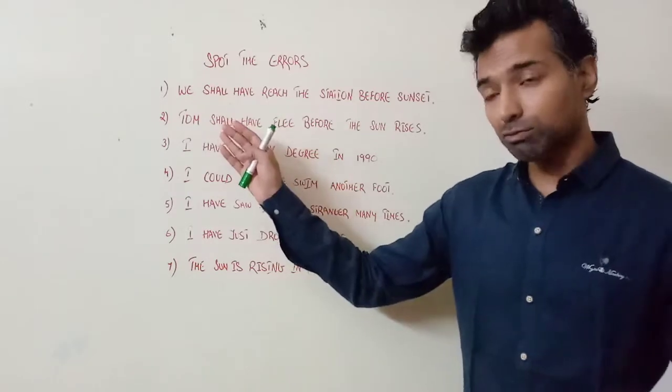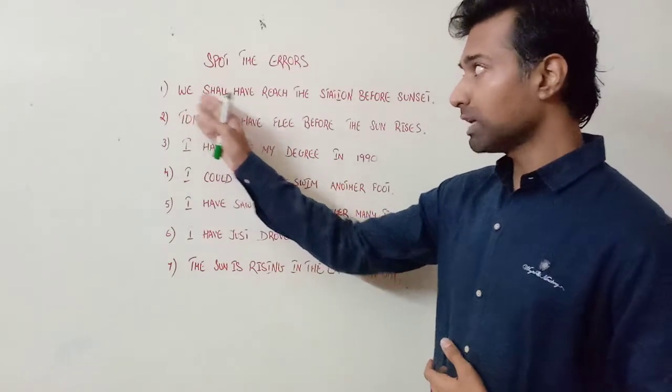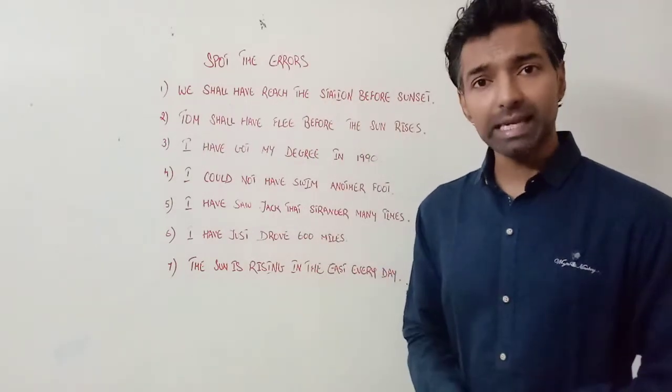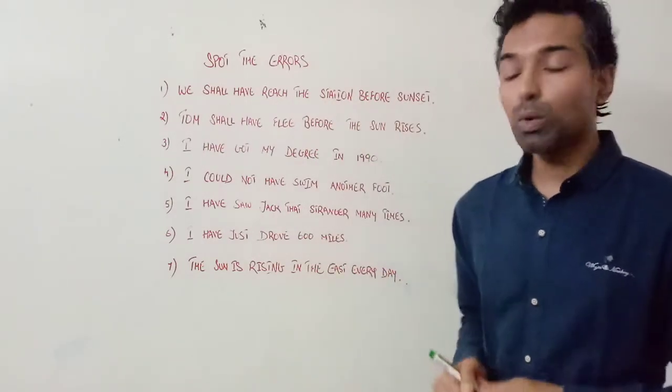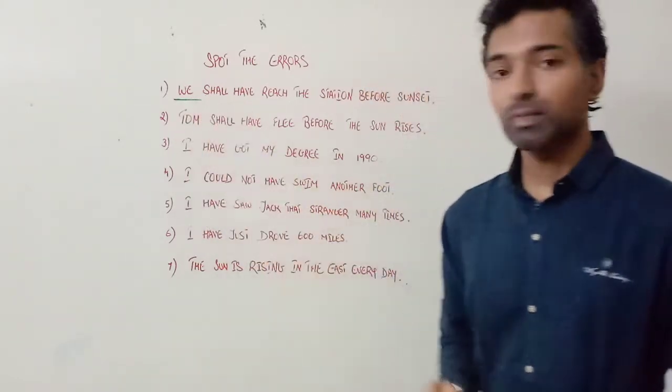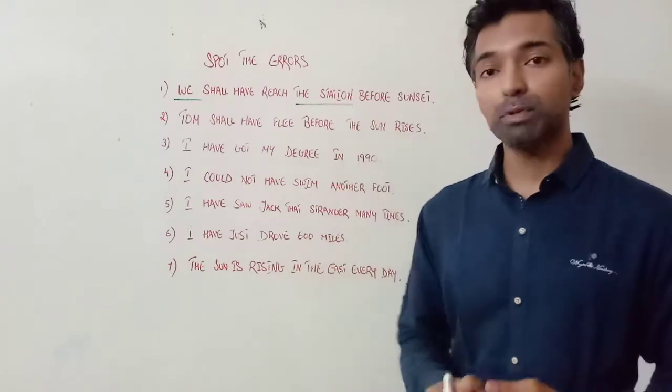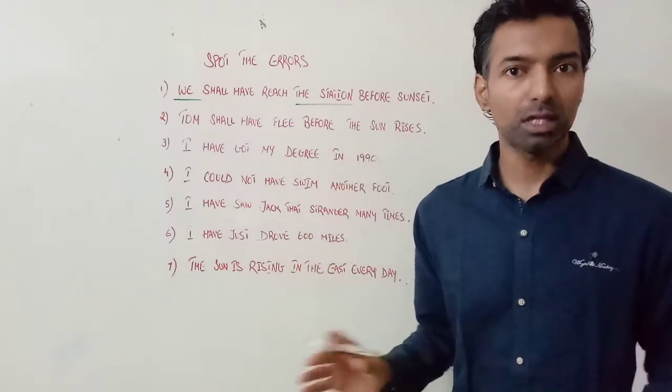So let me read it out for you. The first sentence is: we shall have reached the station before sunset. In this sentence, what I identify is that 'we' happens to be the subject of the sentence and 'the station' happens to be the object of the sentence.